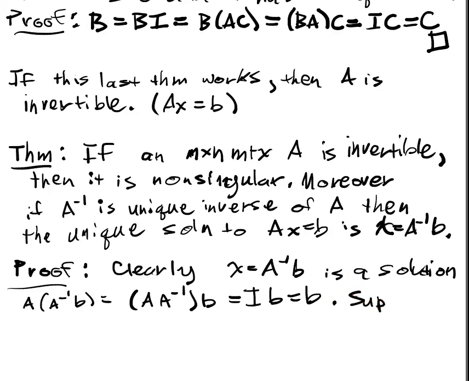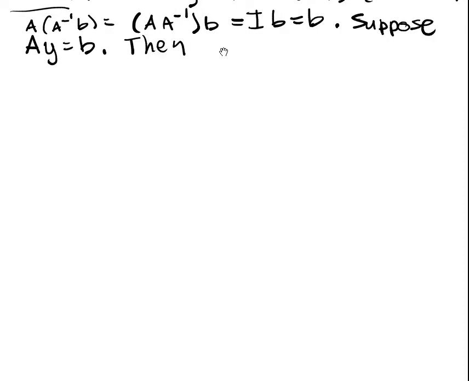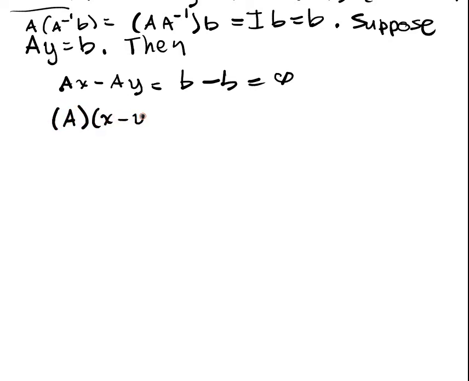So suppose for the same B that AY is equal to B, then we've got that AX minus AY is equal to, well, both of these guys look like B. So this B minus B is equal to 0. Now we use the distributive law, and we get A times (X minus Y) is equal to 0.